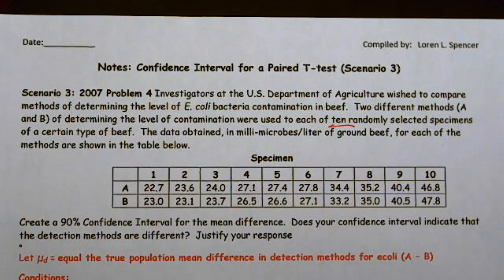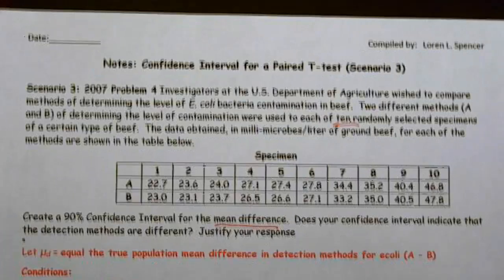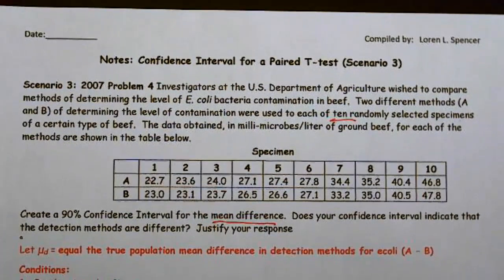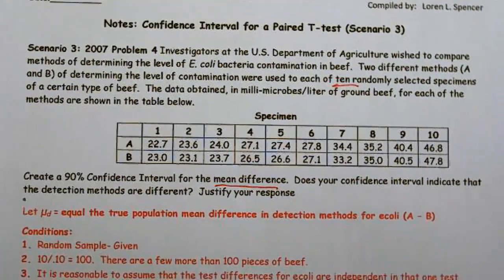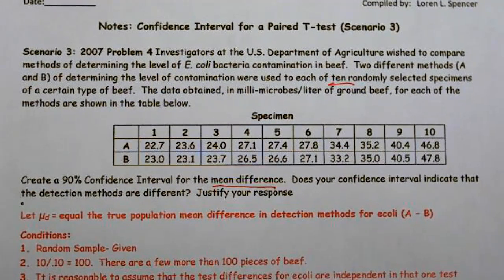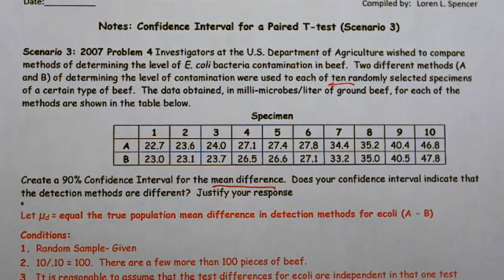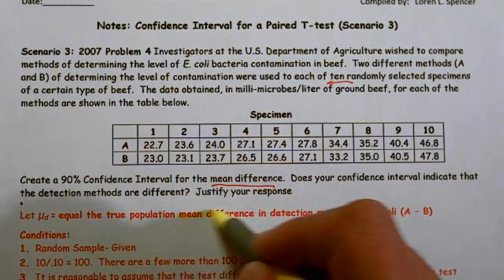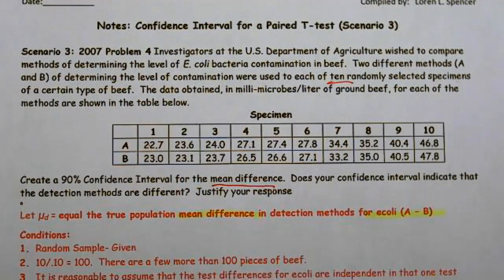So create a confidence interval for the mean difference. Does your confidence interval indicate the detection methods are different? Justify your response. So let mu D equal the true population mean difference in the detection methods for E. coli, A minus B. First off, we have to state that we're working with the mean difference. Next, we need to say which way we're going to subtract, and we're just going to go A minus B because A first, then B.